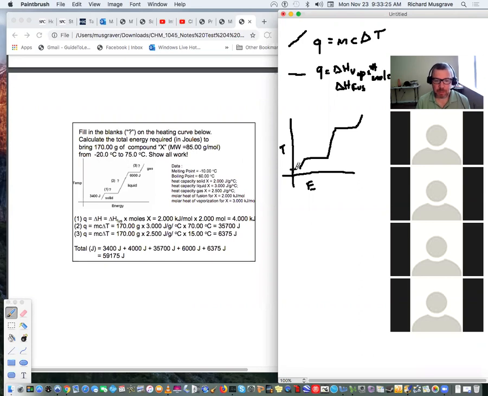So down the bottom here, it's going to be minus 20.0. I'll just put it down here. So that's going to be our starting point. Now the ending point is going to be up here and it's going to be 75.0 degrees Celsius. All right, I'm going to stop right there for a second. Does anybody have any questions so far about what I'm doing on this graph?